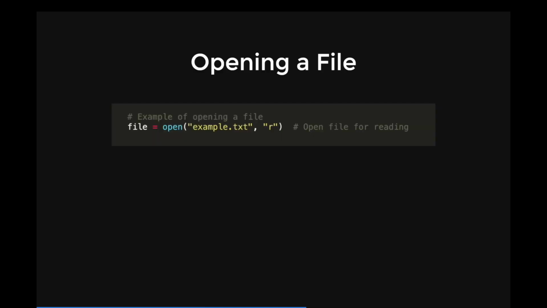First, opening a file. Before you can read from or write to a file, you'll need to open it. You can open a file using the open function, which takes two arguments: the file path and the mode in which you want to open the file. For example, read mode for reading, write mode for writing, append mode for appending. Here's an example where I'm saying open example.txt and passing the parameter r, which says I want to open it for reading.